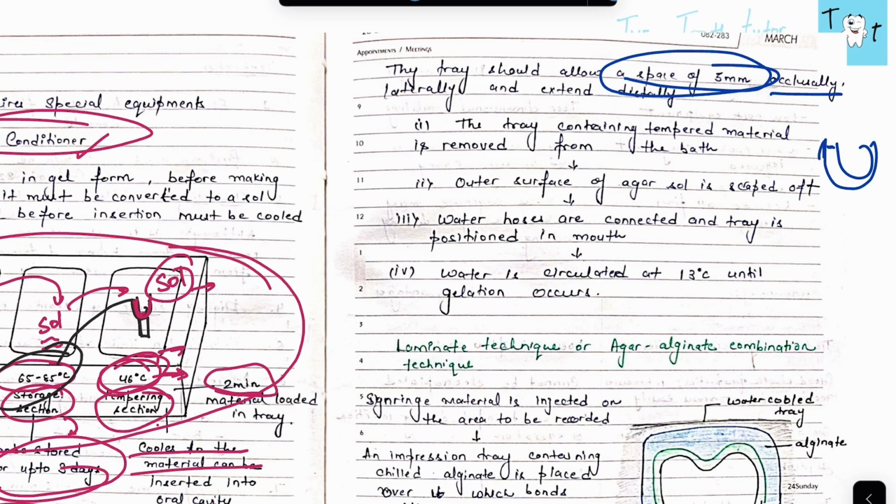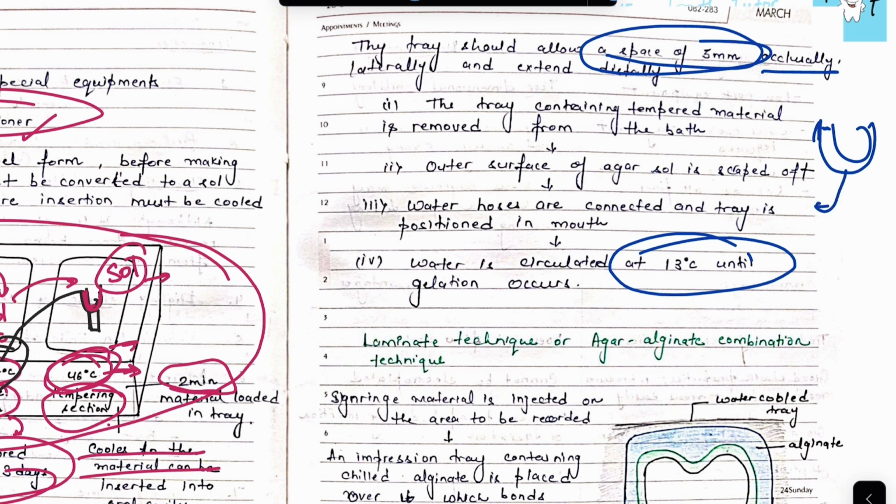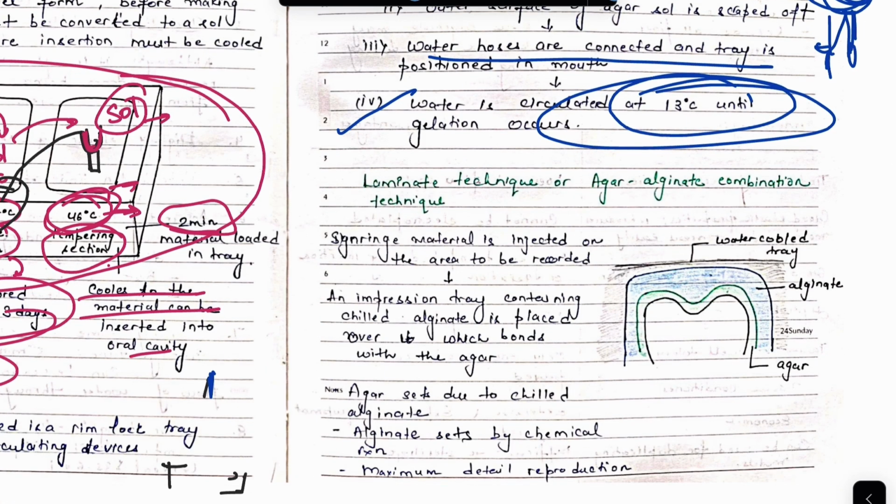And then there is water running through it at 13 degrees. We put this tray in the patient's mouth. The tray containing the tempered material is removed from the bath. The top layer is scraped off. The water hose is connected. So remember, there is a water hose that is connected to the tray. We connect it after loading the material, and then water is circulated at 13 degrees to cool the tray so that the agar can set. Remember, agar sets by physical reaction, by cooling the liquid, the sol, to convert it from sol to gel.